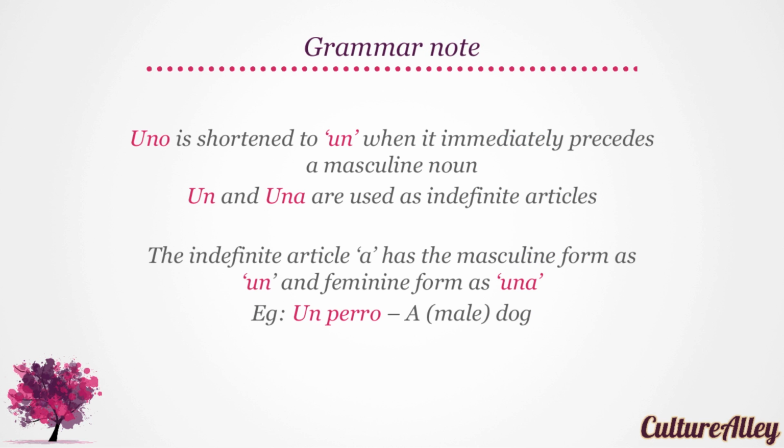Do you remember that uno is shortened to un? When it immediately precedes a masculine noun, un and una are used as indefinite articles. The indefinite article a has the masculine form as un and feminine form as una. For example, un perro, which means a dog, and dog as we all know to be male.